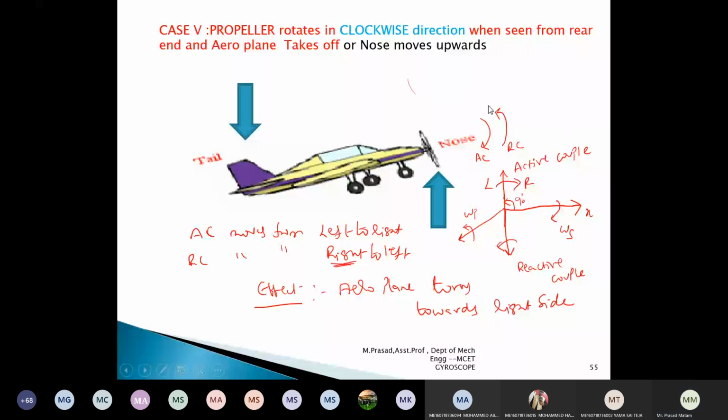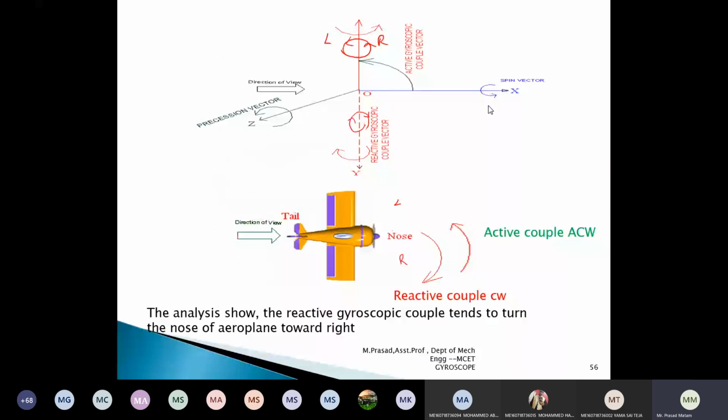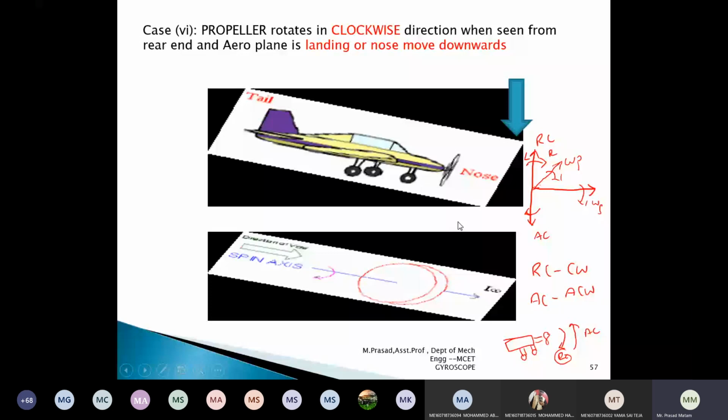Case 5. You can see the diagram here. This is active couple, reactive couple. Reactive couple is clockwise, active couple is the anti-clockwise. Clockwise motion towards the right side, anti-clockwise motion towards the left side. Similarly, propeller rotates in clockwise motion and aeroplane is moving downwards.